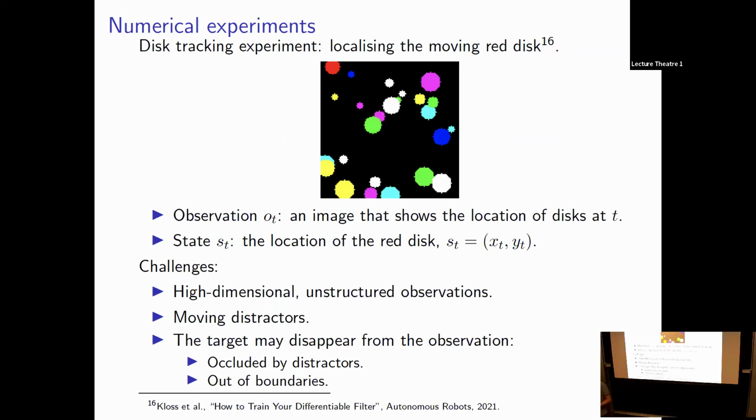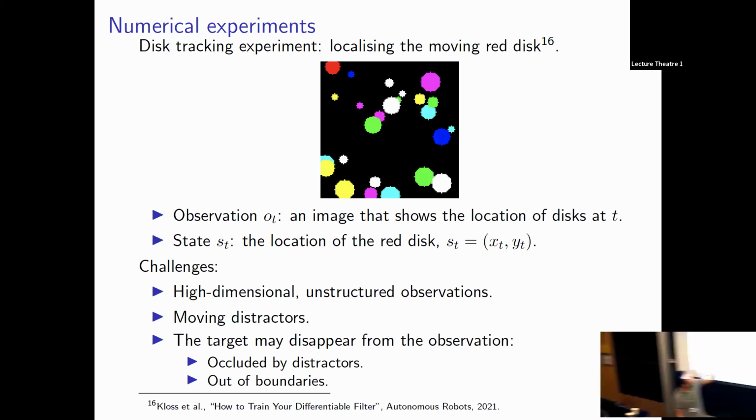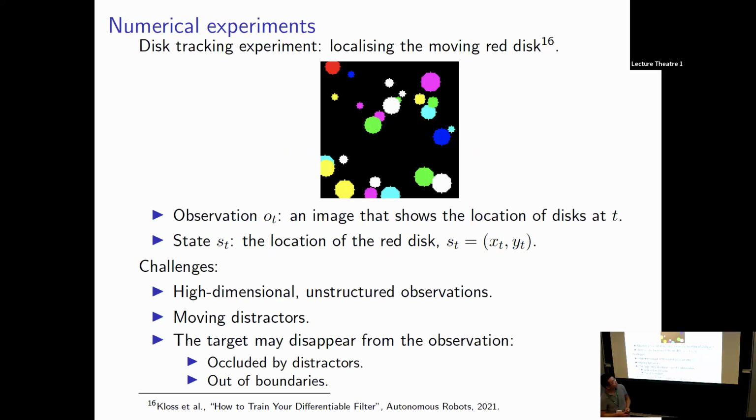Okay, so now let's talk about the numerical results, assuming that there are no other questions. One of the initial numerical experiments we have done is this simple disk tracking example. The state is the location of the red disk shown on the upper left in this image, so just 2-dimensional. The observations are images of disks of different colors, and those with different colors are distractors.